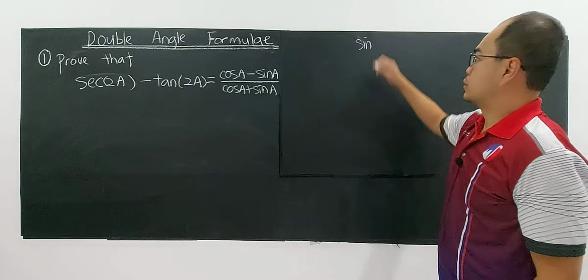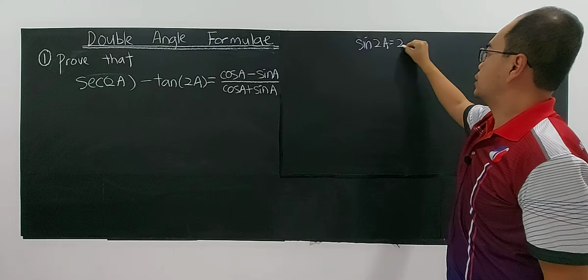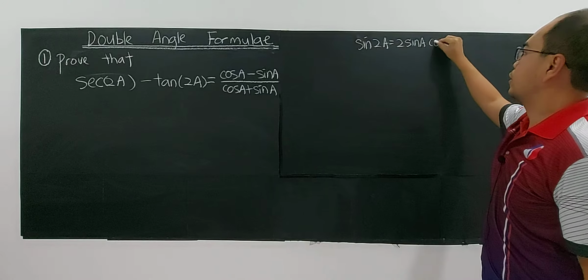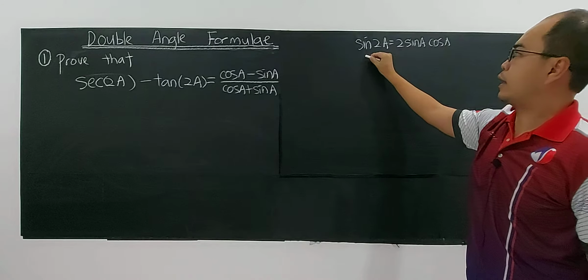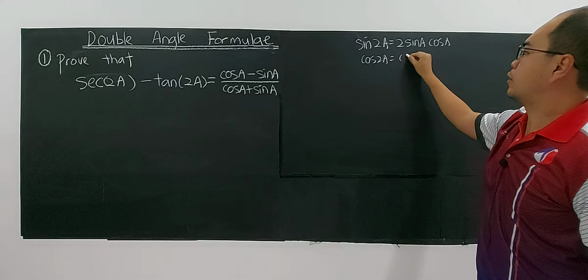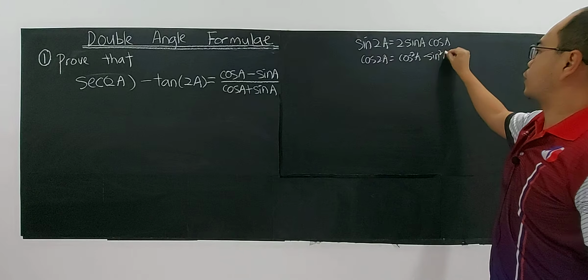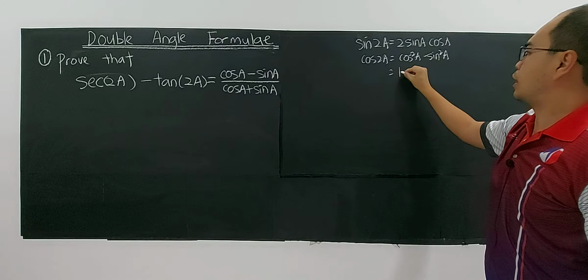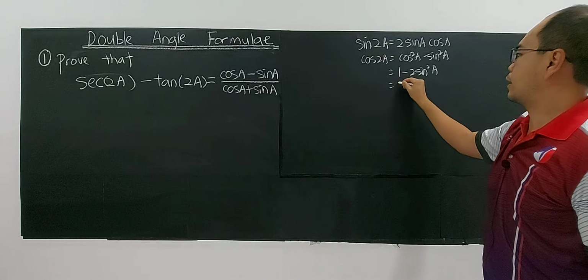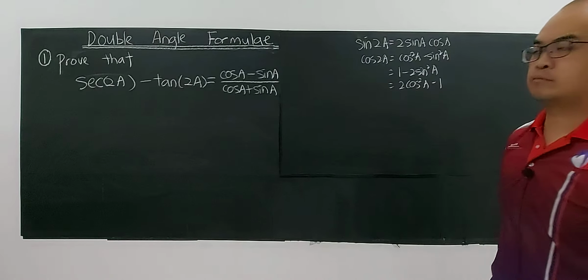Alright, so you have to memorize all the formulas and rewrite all the formulas every time you're proving. So 2 sine A cos A, and cos 2A, you will have cos square A minus sine square A, 1 minus 2 sine square A, and 2 cos square A minus 1, right?